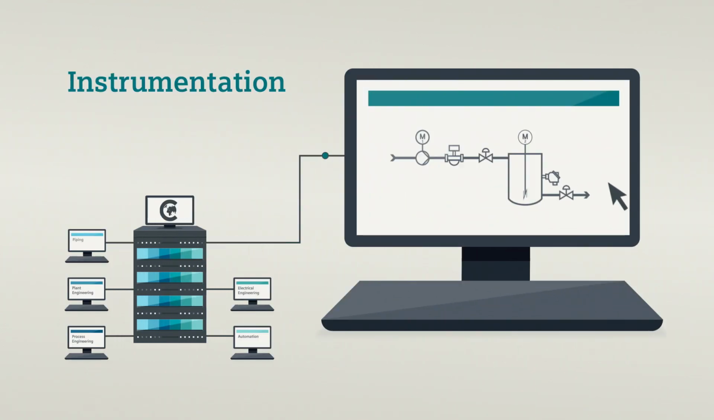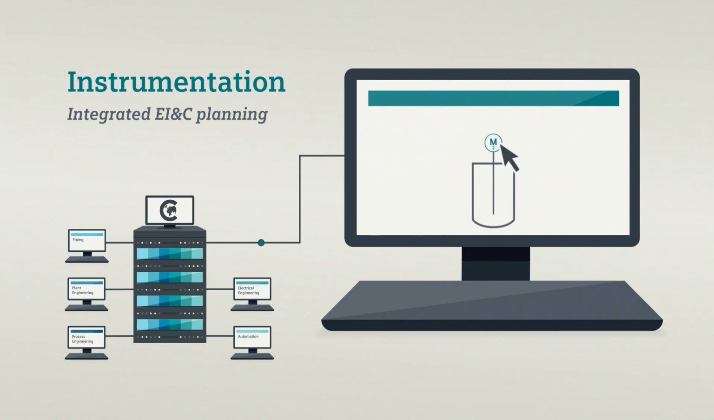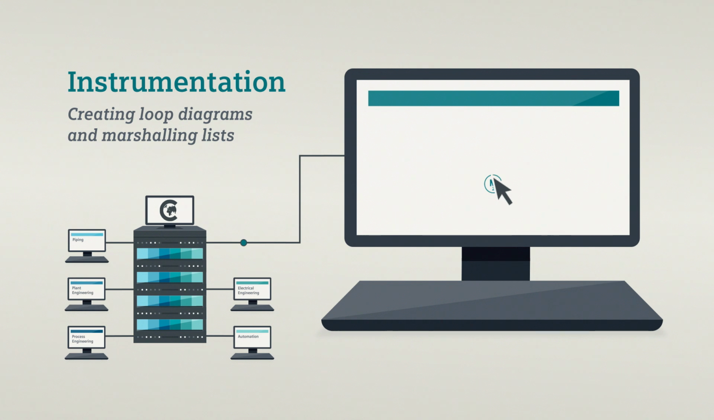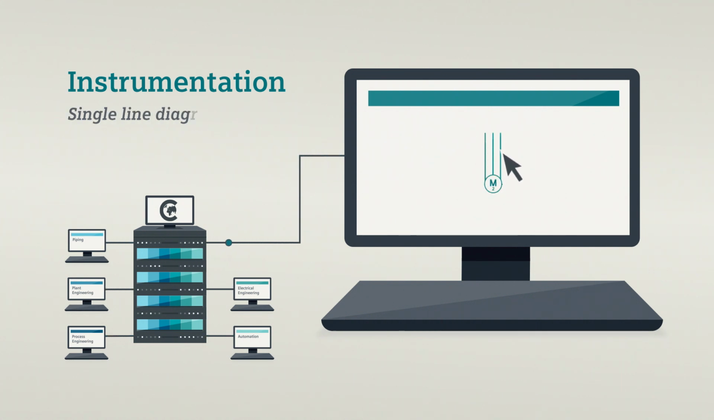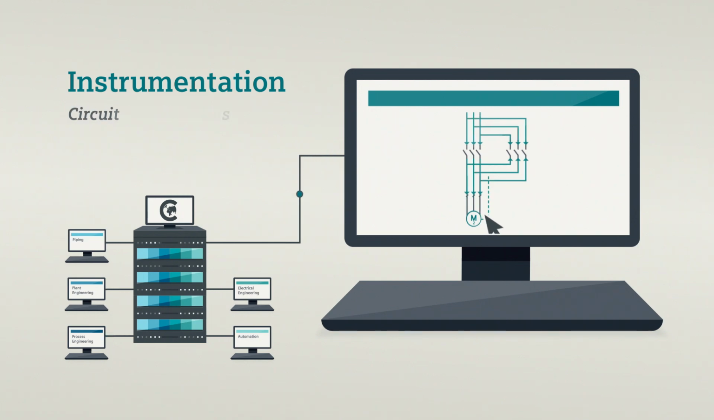In the instrumentation, an integrated EI&C engineering can be carried out by COMOS. In this example, a motor which drives a mixer is shown. Furthermore, loop diagrams and marshalling lists, based on international standards, as well as single line and circuit diagrams can be created.